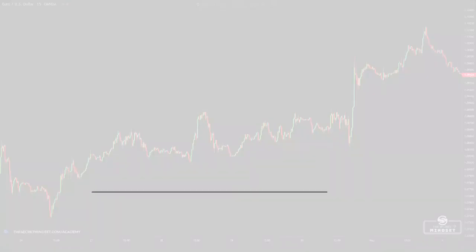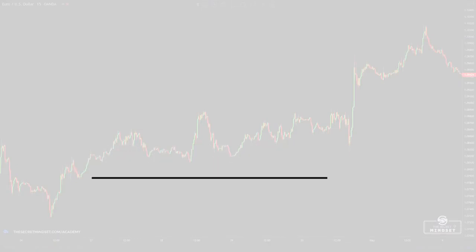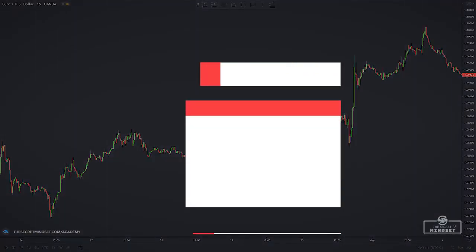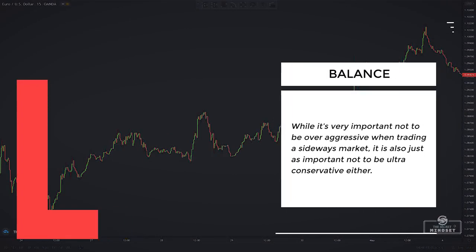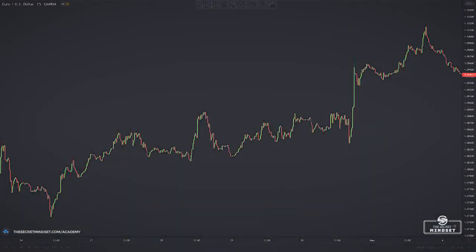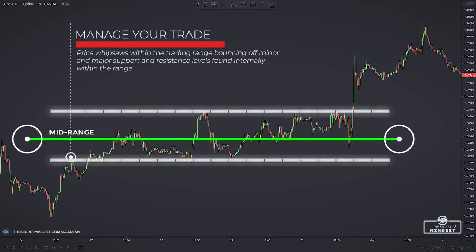You need to find a balance between aggression and conservation. While it's very important not to be over-aggressive when trading a sideways market, it is also just as important not to be ultra-conservative either. In a sideways market, because market sentiment is weak, managing the trade too tight can often result in a suffocated trade, as price whipsaws within the trading range, bouncing off minor and major support and resistance levels found internally within the range.